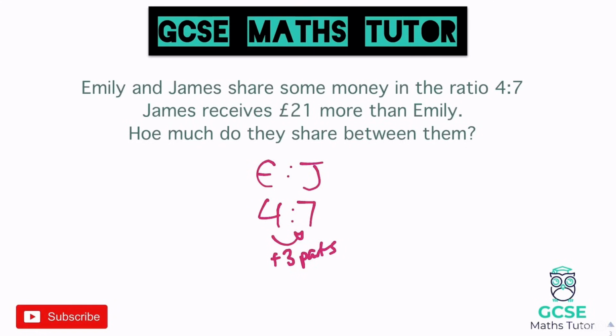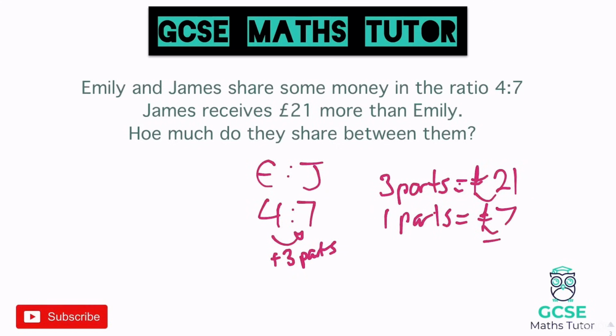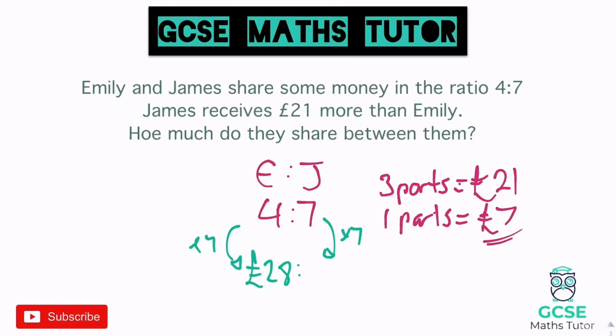So that extra £21 is 3 parts. So if 3 parts of this ratio equals £21, then 1 part, to divide that by 3, must be £7. And from there we can work out how much they both receive. If it was 4 to 7, and each part is now worth £7, well, 4 times 7 gives us £28 for Emily, and 7 times 7 gives us £49 for James. So Emily receives 28 and James receives 49.